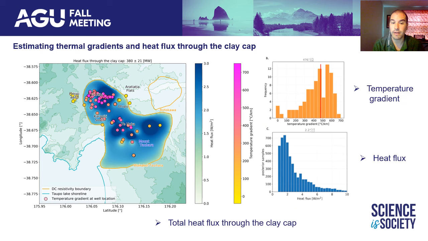The result of that development is shown here, where we quantify the temperature gradients through the clay cap, but also the heat flux as a contribution from conduction and advection heat transfer through the clay cap, which we map through the field. That also helps us quantify the total heat flux passing through the clay cap for the Wairakei geothermal field, which we quantify to be 380 megawatts, kind of a minimum limit for the total heat flux in the system.